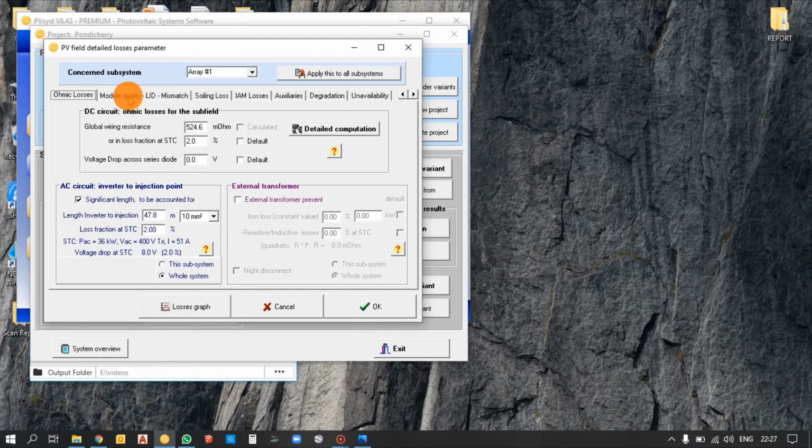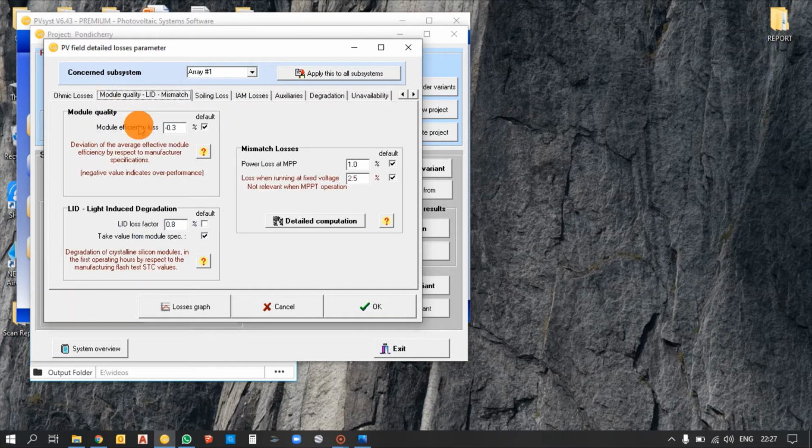Now I'm going for module quality, LID and mismatch losses. LID is nothing but light induced degradation. When a module is exposed to the sun, it has more degradation in the first year, for example 2% to 2.5% in the first year. From the second to third year, it may have 0.6 to 0.7% depending upon the manufacturer. It will be taken by default from the PAN file you have selected. Mismatch losses will also be taken from the PAN file, so you can just use the PAN file as a reference for mismatch and LID losses. Module quality can be taken at minus 0.3% as a default.